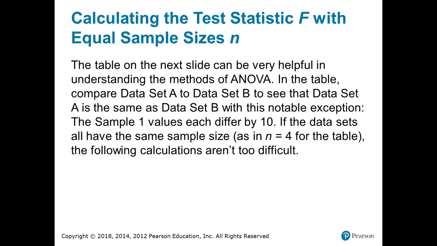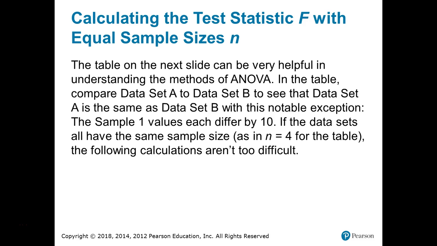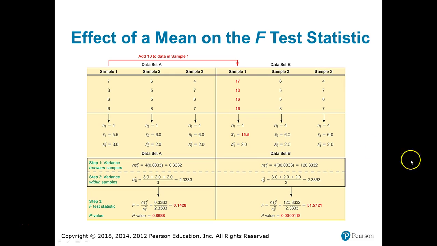So we're going to do a little mini example that's going to really show what we mean by that. We're going to calculate the F statistic with a very simple example. Normally it's very difficult, but because we're only using n equals 4, it's not too bad. So let's just do that. We are going to compare data set A to data set B. These are two independent tests that we're going to be conducting, but we just want to compare the values.